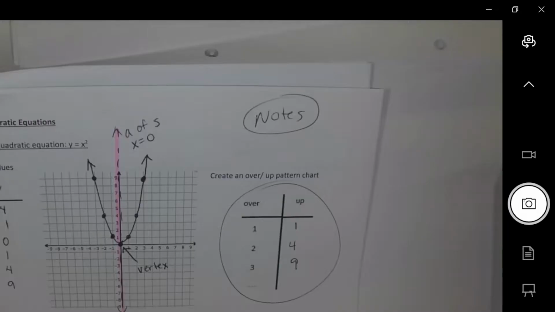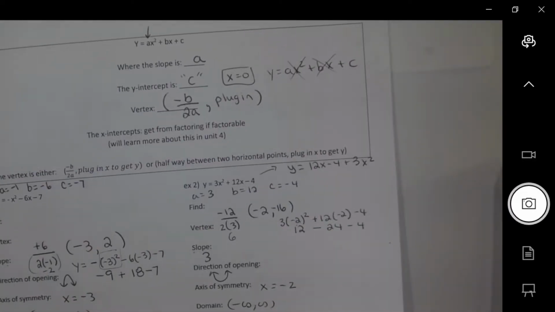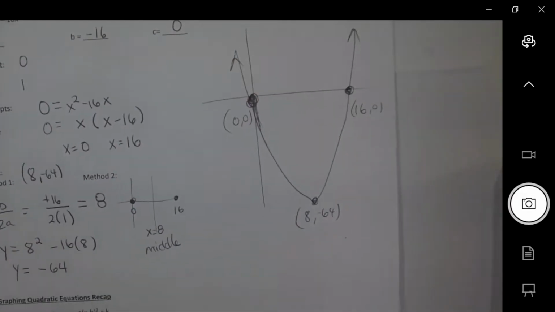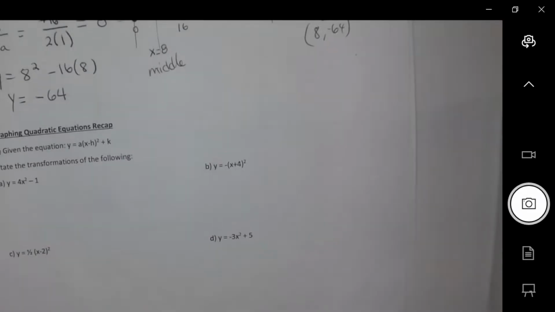Okay, so the spot I'm going to flip to in our notes. Let's just fill in our notes. This is a recap spot in your notes.